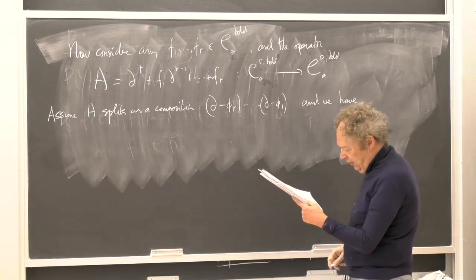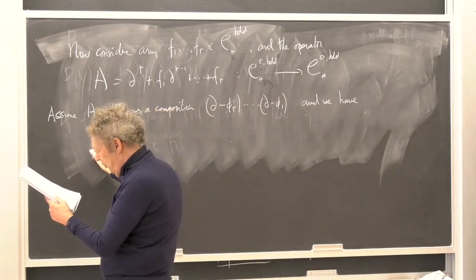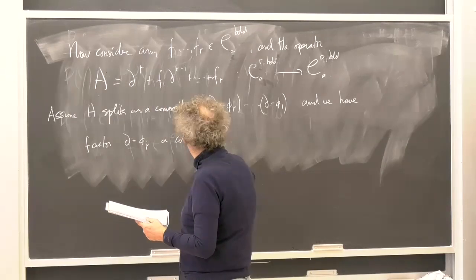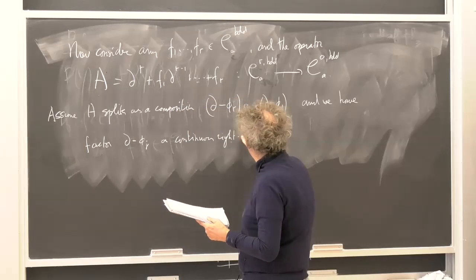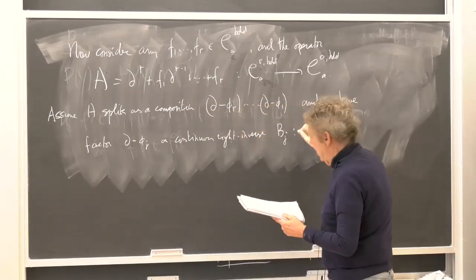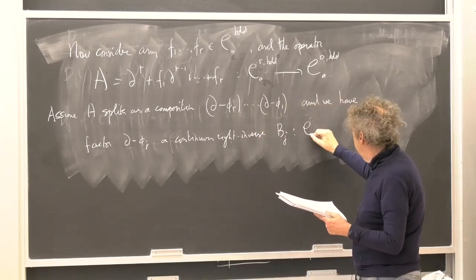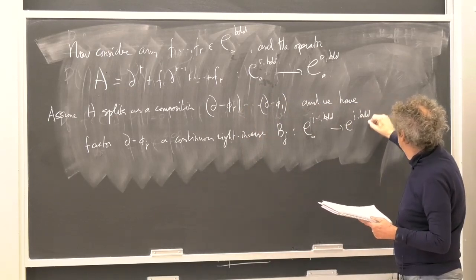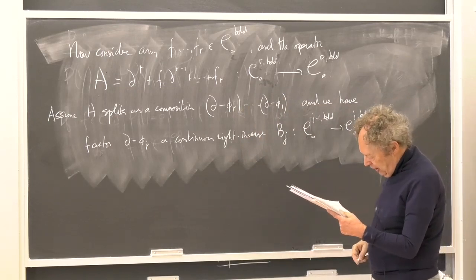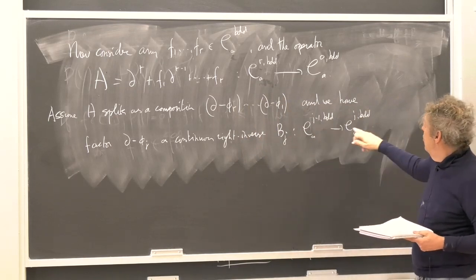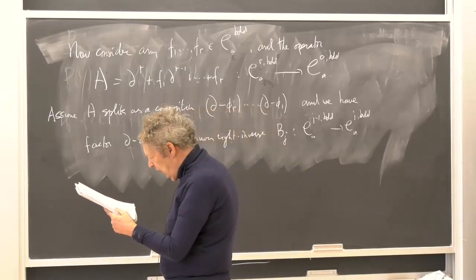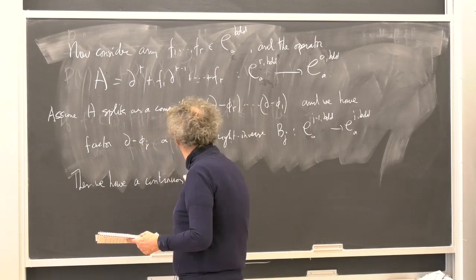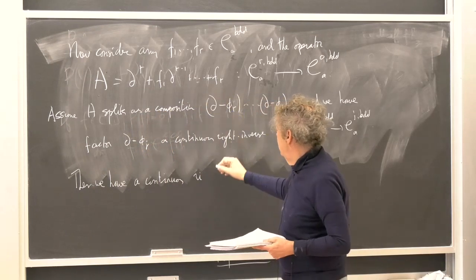Suppose we also have, for each of these factors delta minus Vj, a continuous right inverse Bj. And here I do specify the domains: this goes from C^(j-1) bounded to C^j bounded. Continuous again with respect to the norms on these Banach spaces. Then we have a continuous right inverse to the whole product, to the whole operator.